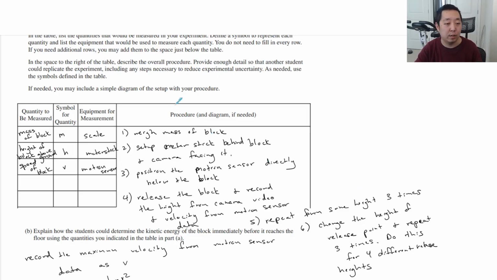This is where we're going to handle the experimental uncertainty part. We're going to repeat it a few times at the same height. I'm also going to change the height of the release point and repeat that 3 times, just to vary. It's nice to vary something, to make sure it's not just specific to the height or that there wasn't an issue with that.